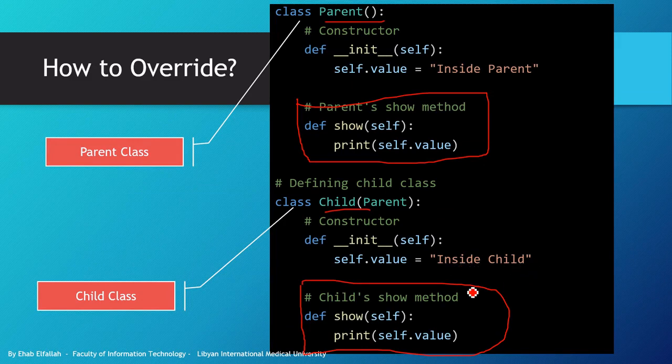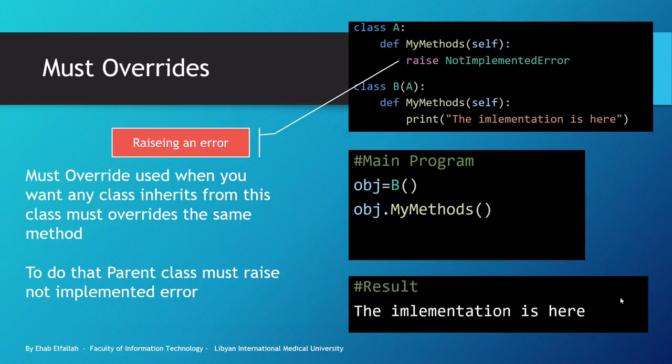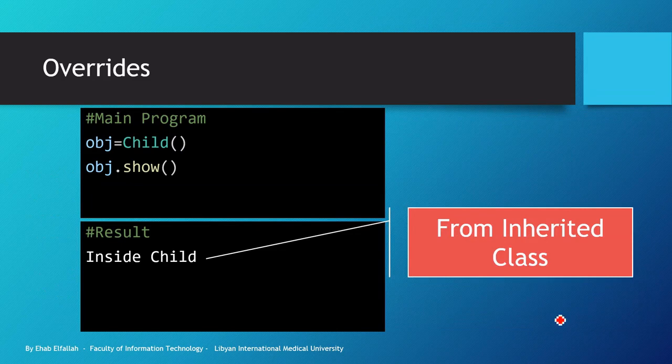If we remove this method, it will print "inside parent", but because we override the method show, it will print "inside child". So this is the basic concept of overriding: we have a method with the same name but with a different implementation, and we can use it to change the implementation.